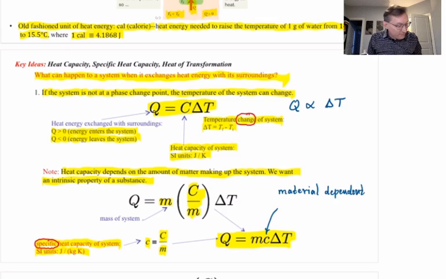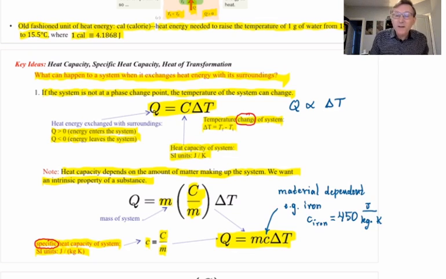You can look it up. For example, if you look up in your book the specific heat capacity of iron, little c iron, you will find the number 450 joule per kilogram Kelvin. It takes 450 joules of energy to raise the temperature of 1 kilogram of iron by 1 Kelvin.